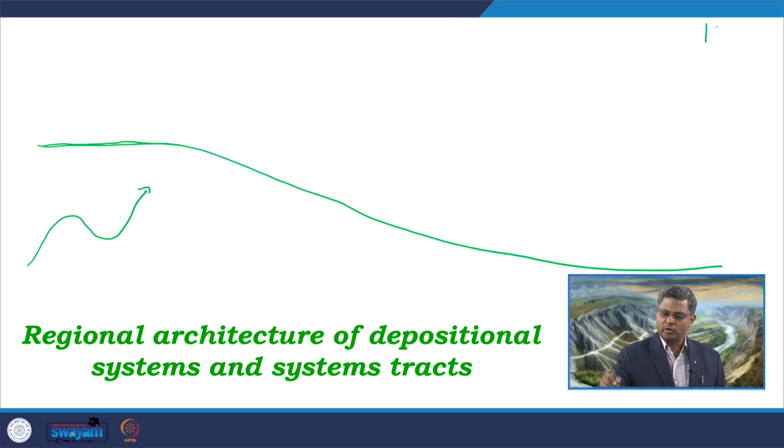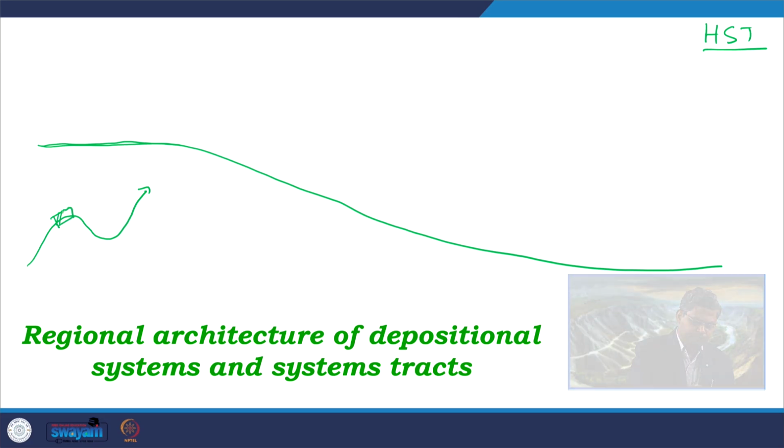So, first we are looking at the HST condition, the highstand systems tract. During this time, what kind of depositional system do we expect? Without going into the detailed explanation of why and how this is happening, because we will discuss that in a separate class on HST, we should just look into what depositional systems occur during an HST. So, for HST we are looking at this part of the curve.